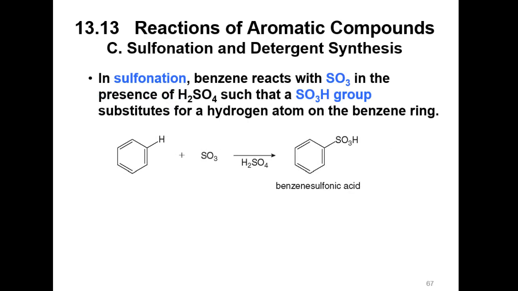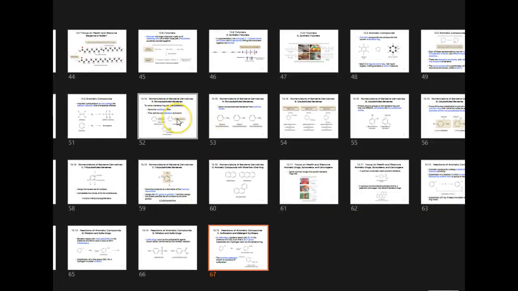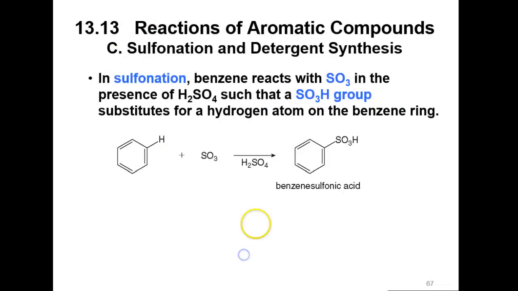Sulfonation is the 3rd reaction of aromatic compounds. It uses SO3 and sulfuric acid.